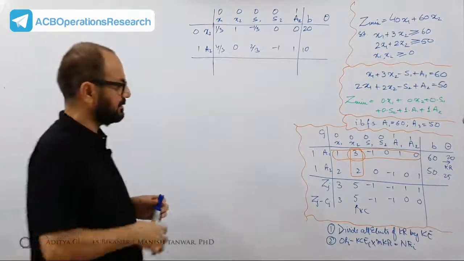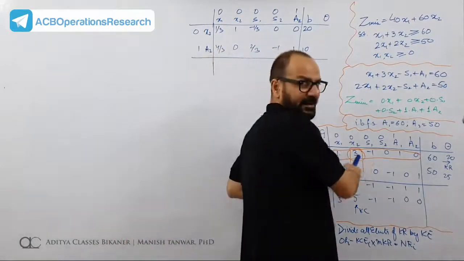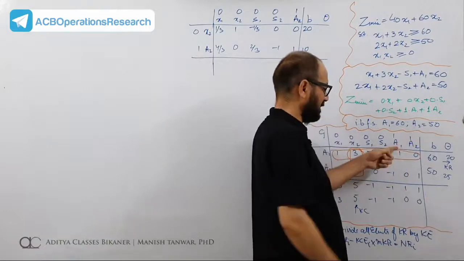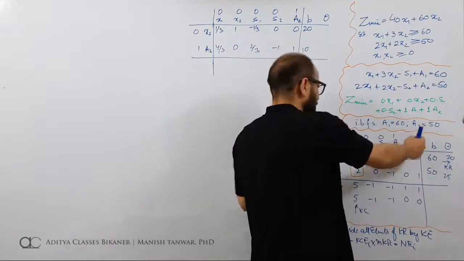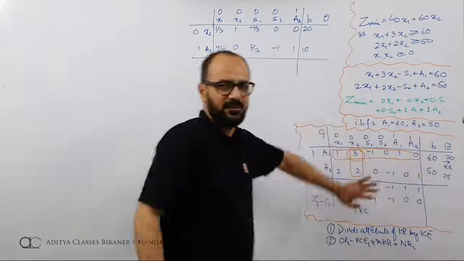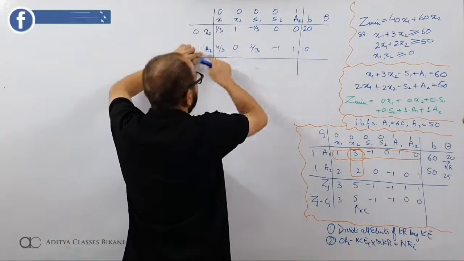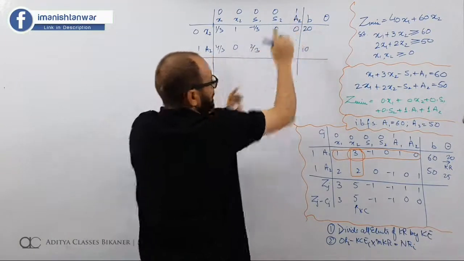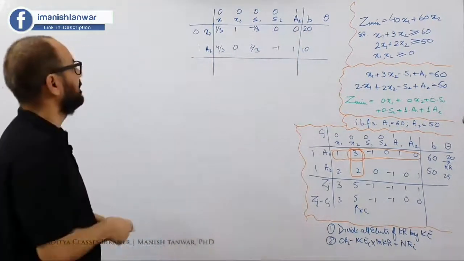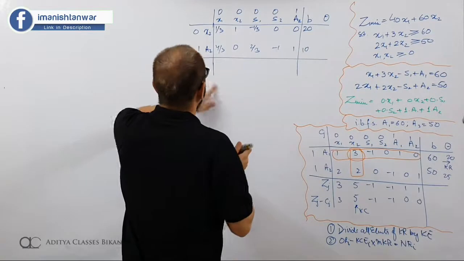Now let us have a quick check of identity matrix. A1, A1 is 1, remaining column is 0. A2, A2 is 1, remaining column is 0. First was okay. Second one is X2, X2 is 1, remaining column is 0. A2, A2 is 1, remaining column is 0. So it looks like everything is on track for now.